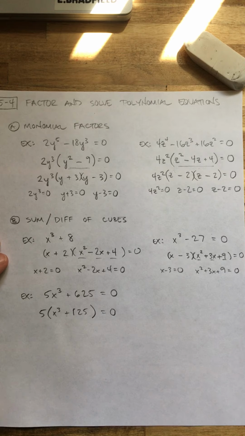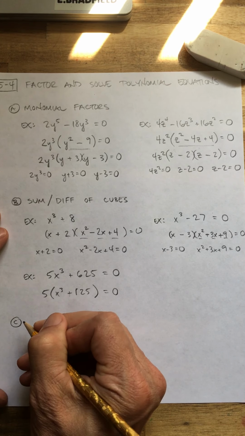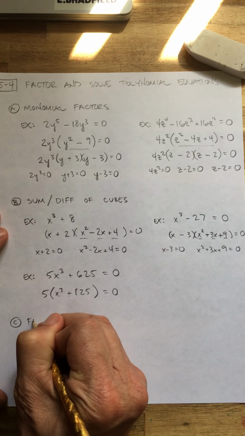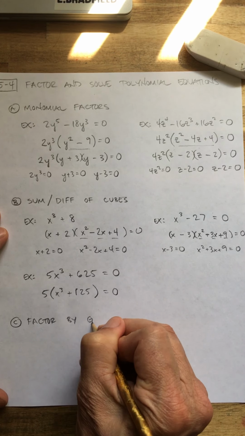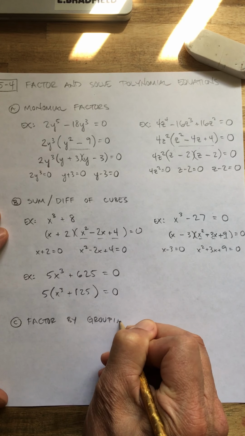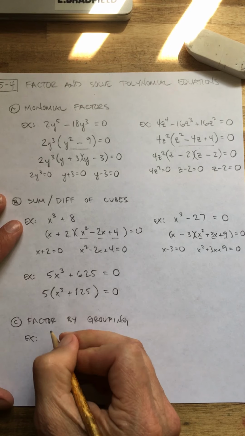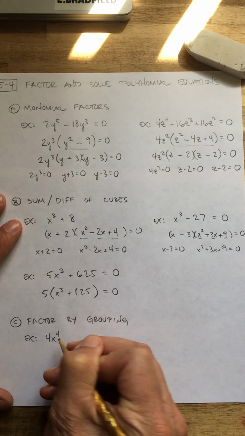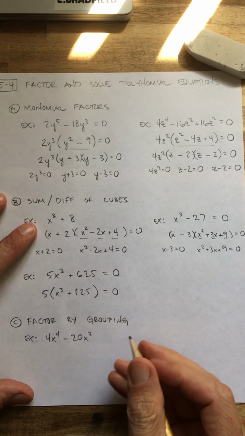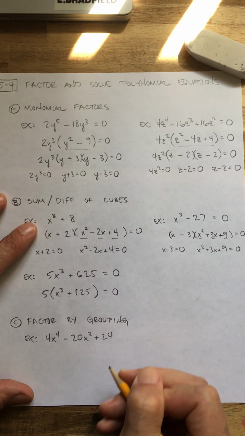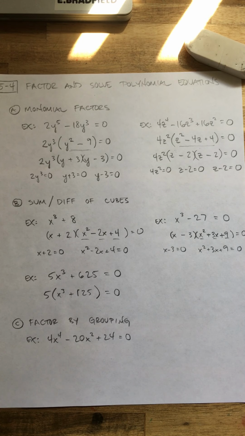All right, let's do something different. How about C? This is factor by grouping. Okay, and I have an example for you. I have 4x to the 4th power minus 20x squared plus 24. And let's just say it equals 0, why not.